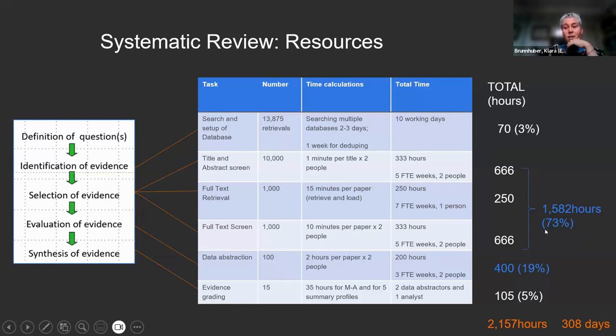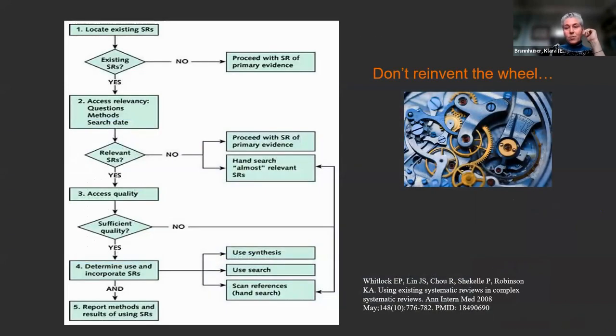So this is why it's really important to utilize those digital tools, in particular for screening, and to make sure that you utilize a really good template for your data extraction, so as not to lose too much time. And of course, don't reinvent the wheel. If there's a systematic review out there already, fantastic. Only if it doesn't exist, then of course you need to do your own. But if it exists, then you need to assess it. Is it relevant? Is it of sufficient quality?